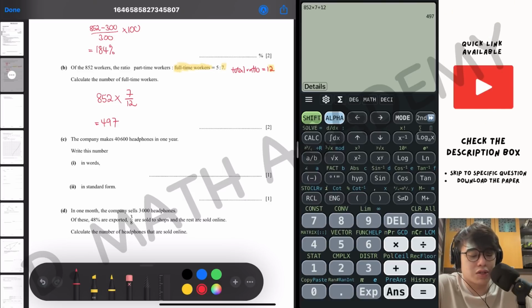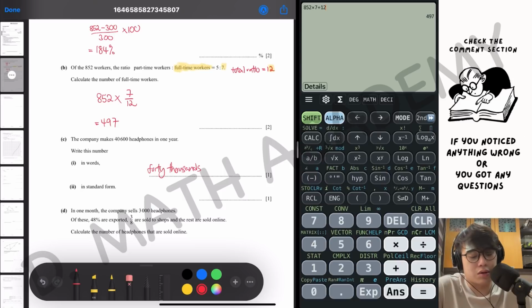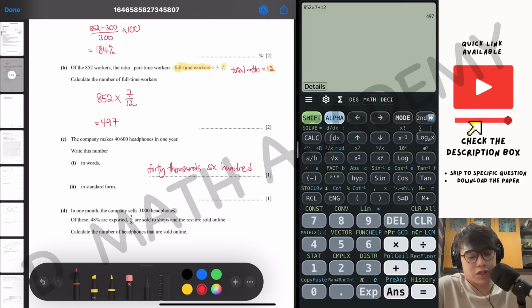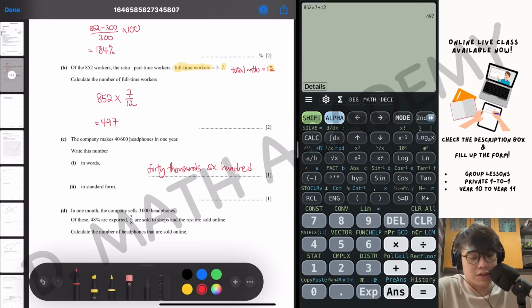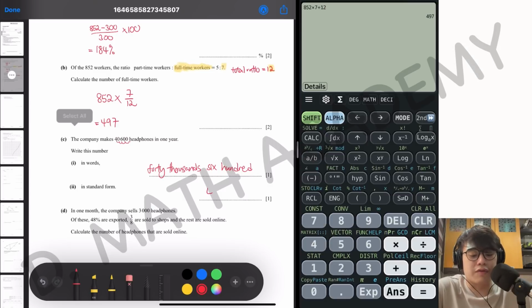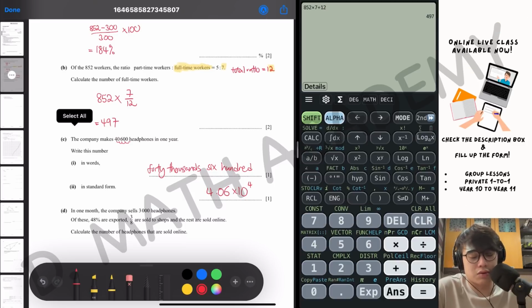Moving on to section 3, the company makes 40,600 headphones in a year. Write it in words. So I can write 40,000, 600. And then to write it in standard form, you're required to shift. Let's say the dot was here, right behind the 600. So you go 1, 2, 3, 4. You shift it 4 times to make it 4.06 times 10 to the power of 4. That's how you get section C sorted out.